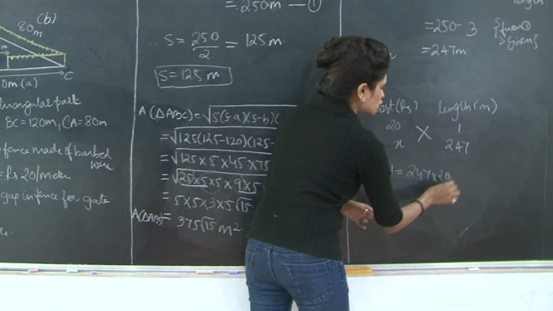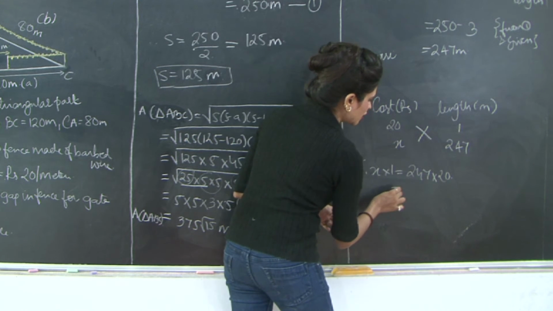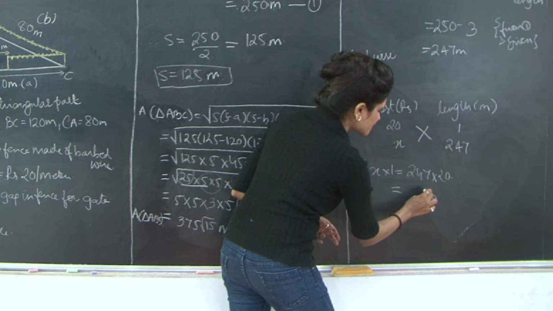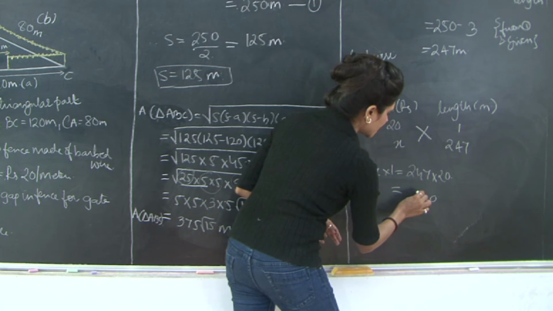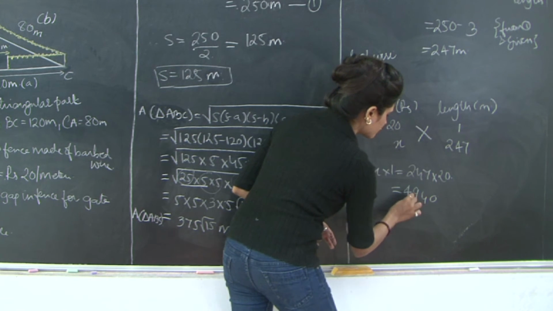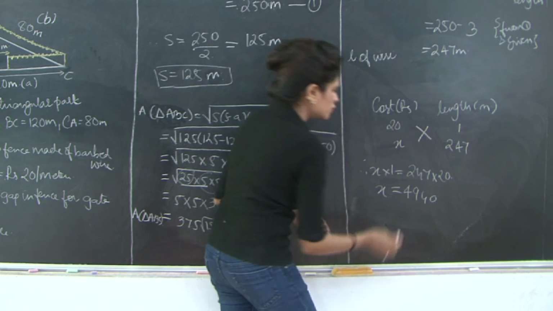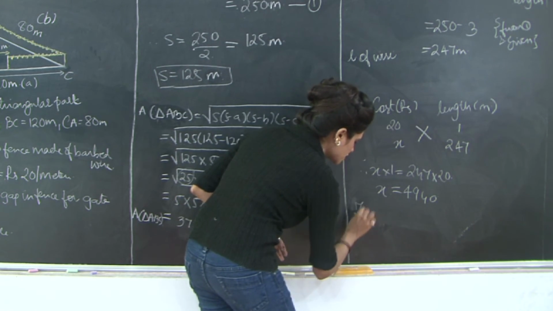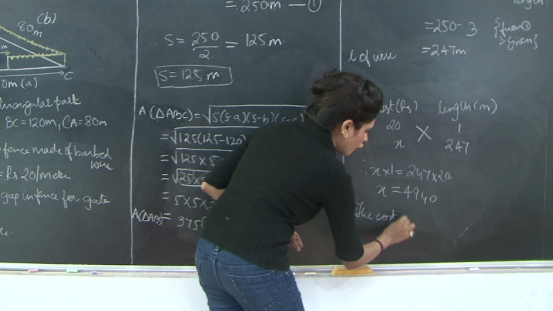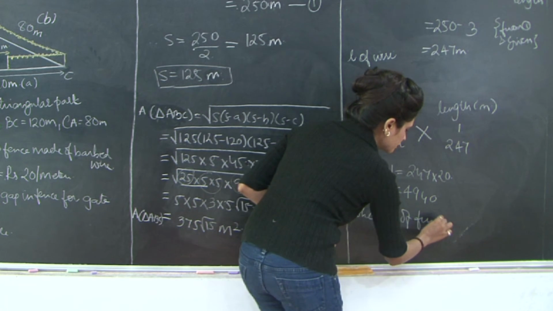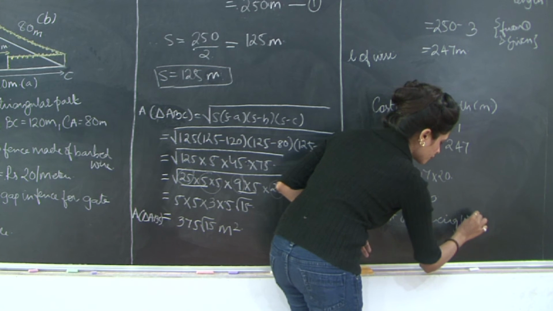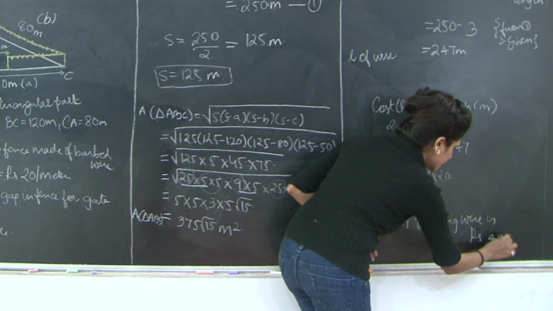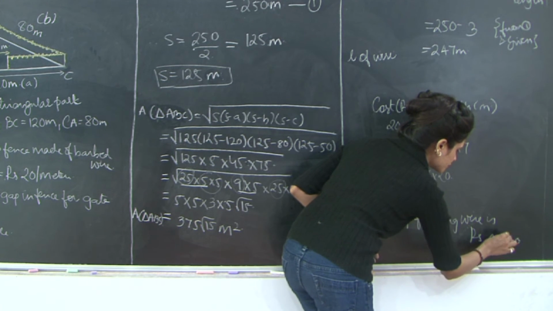So 247 into 20 will be how much? I just put a 0 for this 0, then 2 7s are 14, 2 4s are 8, 9 and 2 2s are 4. So x is equal to 4940. Therefore, the cost of fencing wire is rupees 4940.